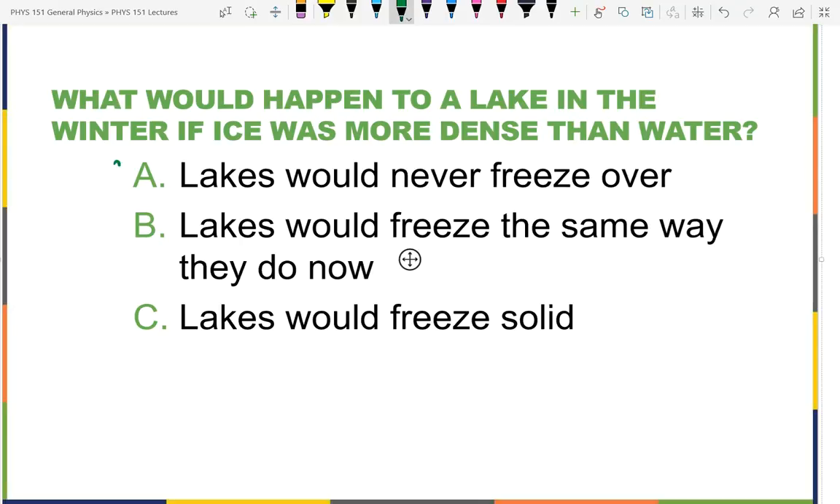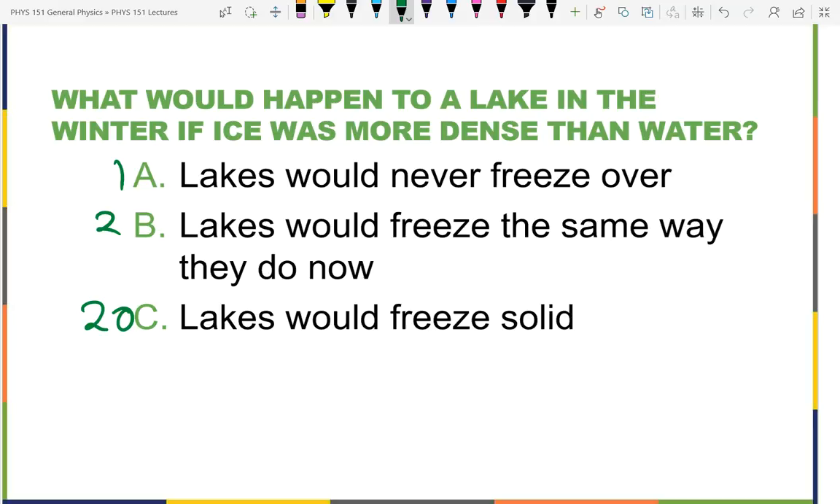So we had 1, 2, and 20. Almost everyone said the lakes would freeze over, and that is correct. Michaela, explain why that's the correct answer. So I put that the lakes would freeze solid because they would freeze at the top as per normal, but then that would go down. Okay, that's the perfect explanation.